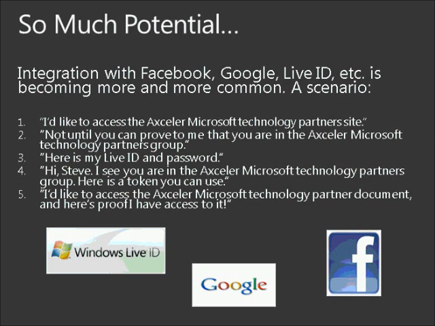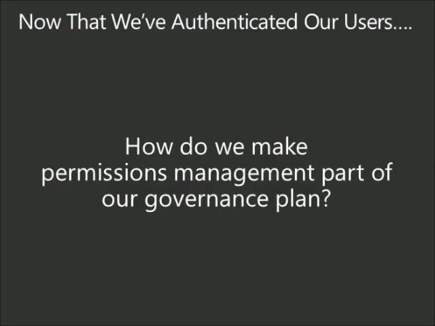But in a scenario, kind of how the system would be talking to the user, it will come up and animate here. I'd like to access the Excel Microsoft Technology Partner site. The system comes back and says, not until you can prove to me that you're even part of that group. Who are you? I say, well, here's my Live ID and here's my login. The system says, all right, I can now see that you're part of that group. Here's a token that you can use, and then you can go ahead and get access to that document and the content that you're inside.